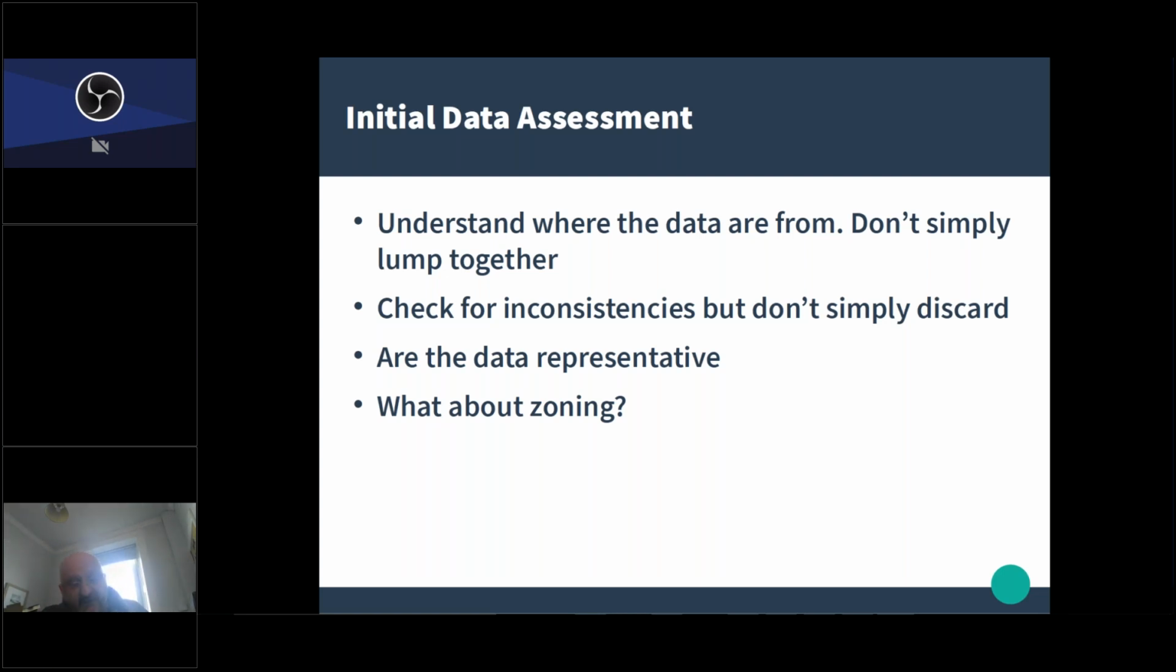Check for inconsistencies. We've talked about odd values. Check it's not a typo. Go back to field notes, speak to the technician, and set aside and think about it, but don't simply discard it. And equally, we don't want to assume that it's representative of the data set as a whole.